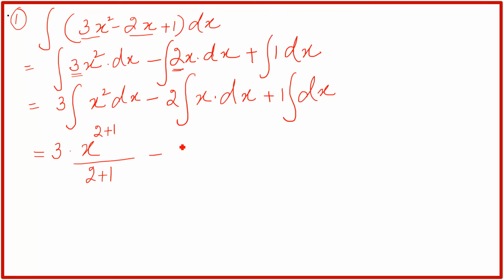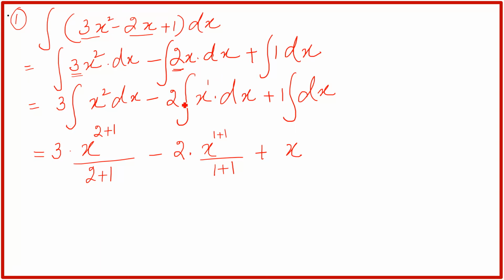Same thing you have to do here. So this 2 will remain the same. This x, right, the variable, if it does not have any power or exponent, it means 1. As I told you, you have to add 1 more. So it will be 1 plus 1. You divide by 1 plus 1, plus 1 dx. The integration of 1 dx is always x.